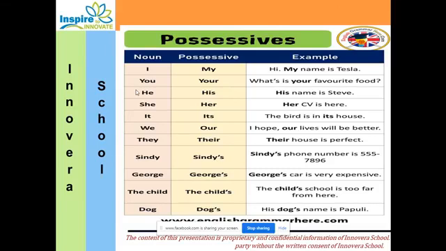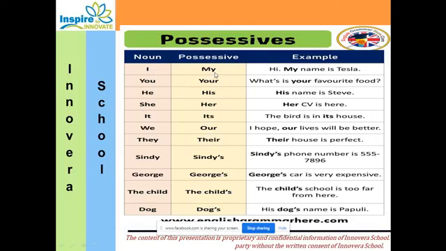Here again I have made a table. This table is very, very important, children. You can see here noun, and the second column of possessive pronouns, and example. You all have to understand this properly because this will go in your notebook. Now let's see what they are going to tell us about the example. First one: Hi, my name is Tesla. So here, I is a noun, correct?